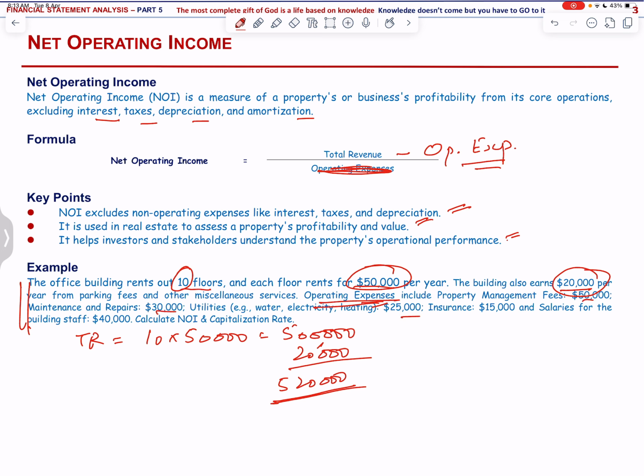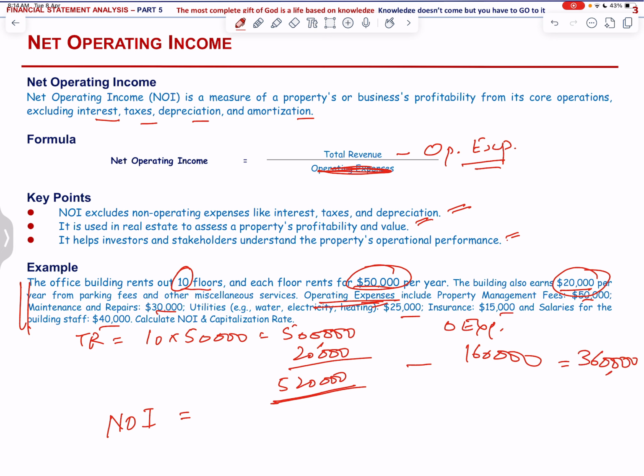From this we are going to subtract the operating expenses, that is 50,000, 30, 25, 15, and 40. So if you sum up, the operating expenses are going to be how much? 160,000. So next we calculate the net operating income, and the net operating income will be 520 minus 160, and that is equal to how much? That will be equal to 360,000.